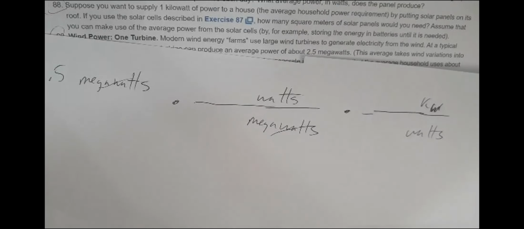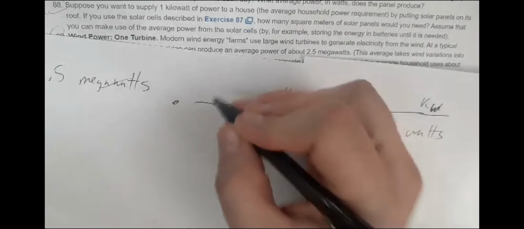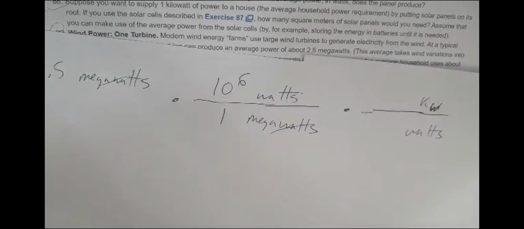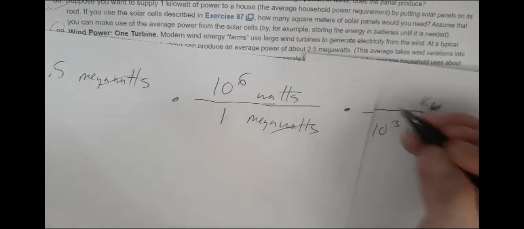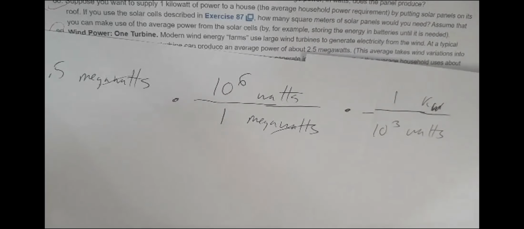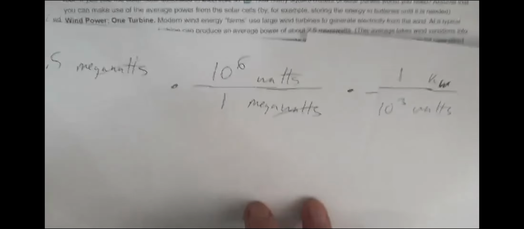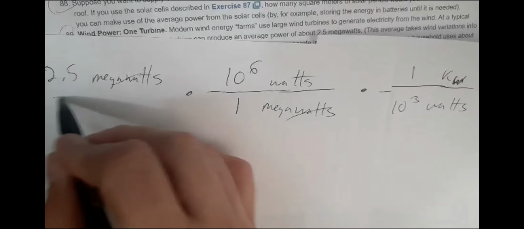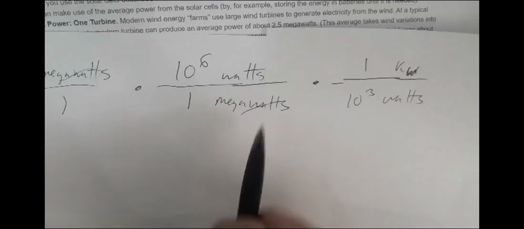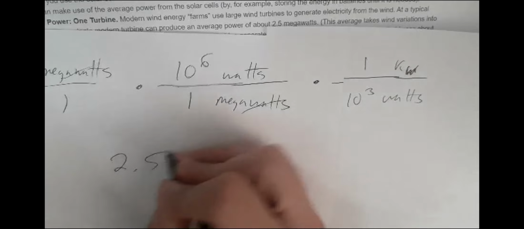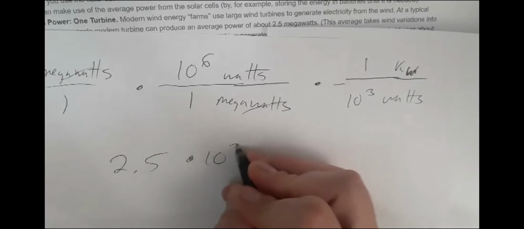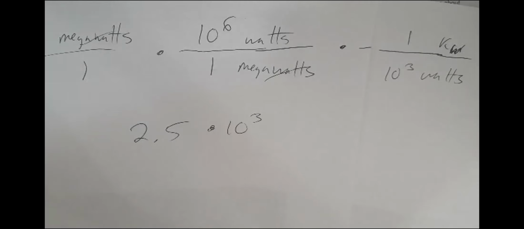And if I look at my chart, there are 10 to the 6 watts in a megawatt, and there are 10 to the 3rd watts in a kilowatt. There are a few ways to do this, but you might notice there's a 10 to the 6 up here and a 10 to the 3rd. All in all, maybe I'm going to take 2.5 and multiply it by 10 to the 3rd. There is 3 more that I'm going to increase it by.